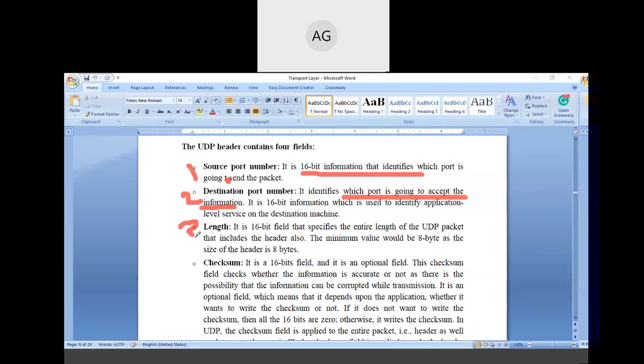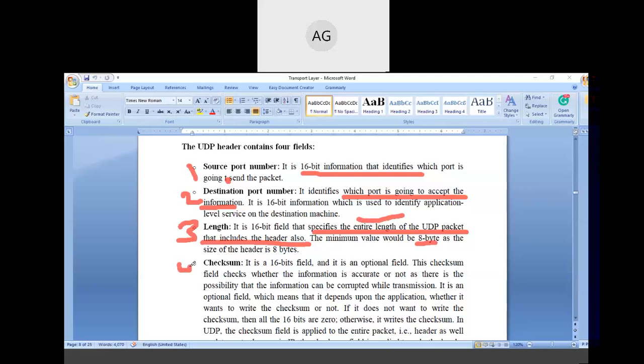The third part is length. It is also a 16-bit field that specifies the entire length of the UDP packet, which includes the header also. The minimum value would be 8 bytes, as the size of the header is 8 bytes. So basically it specifies the entire length of the UDP packet.